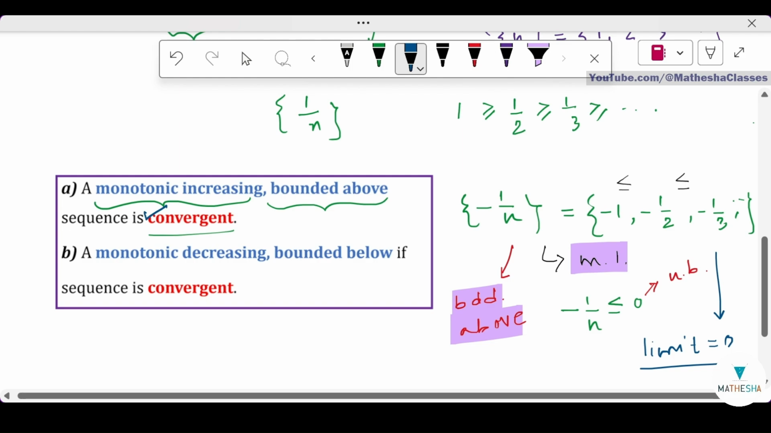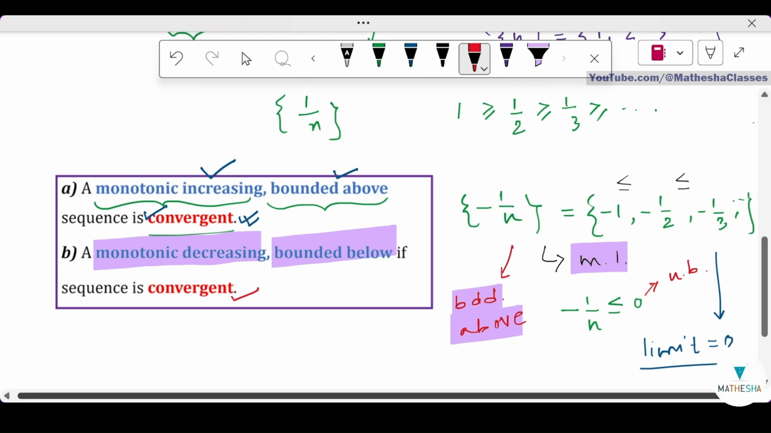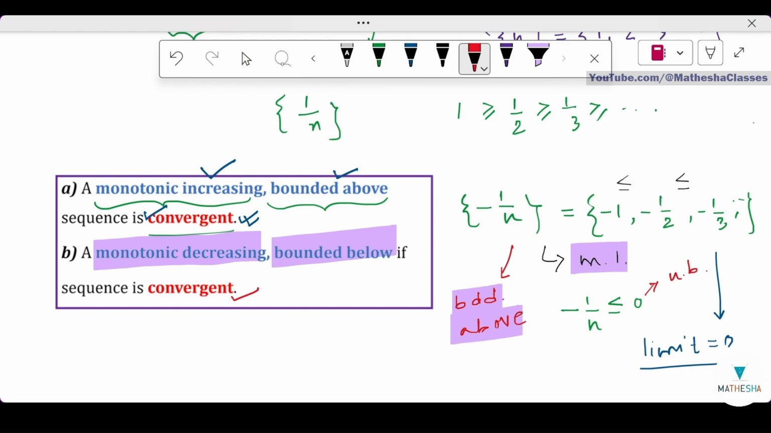So this particular phenomenon is true for any monotonically increasing bounded above sequence. आप कोई भी monotonically increasing bounded above sequence ले लें, वो हमेशा convergent होगा. Similarly, if you consider any monotonically decreasing bounded below sequence, वो हमेशा convergent होगा. For example, you may consider 1 by n.